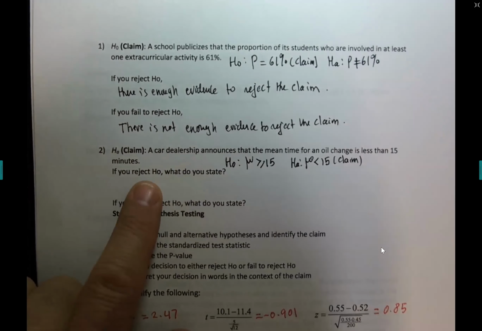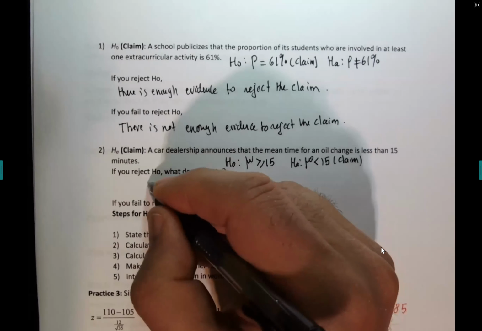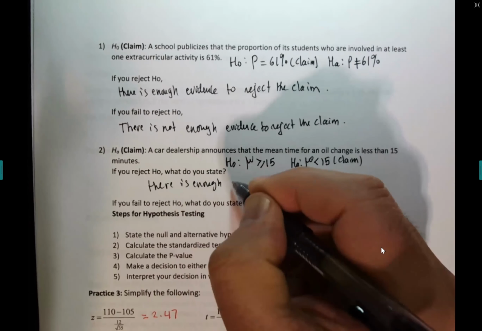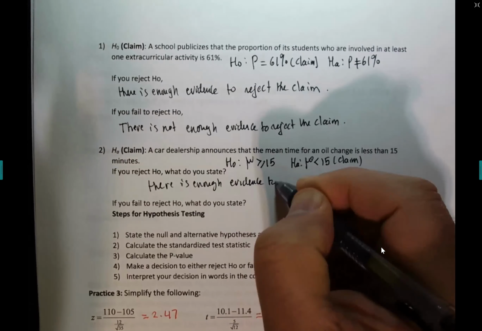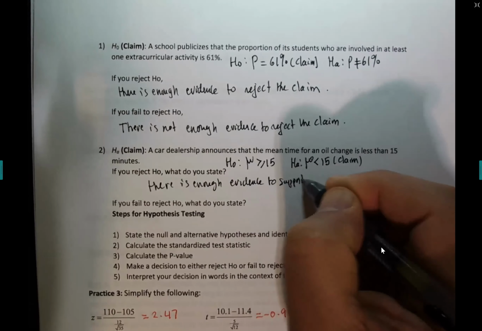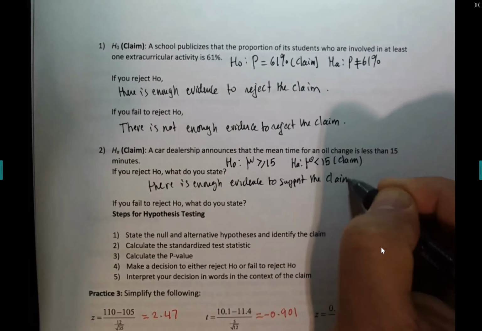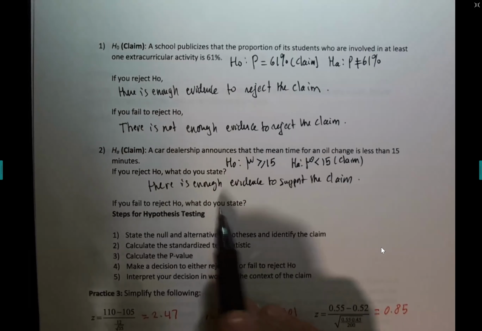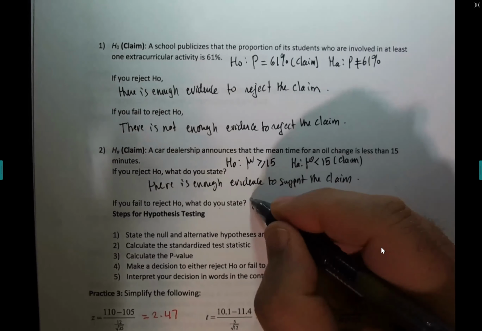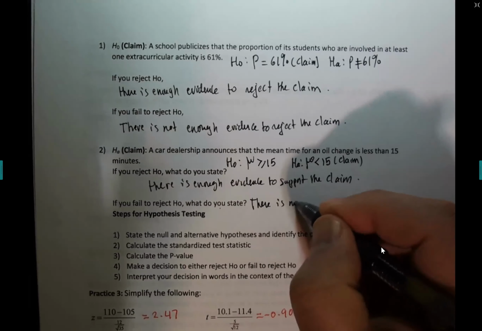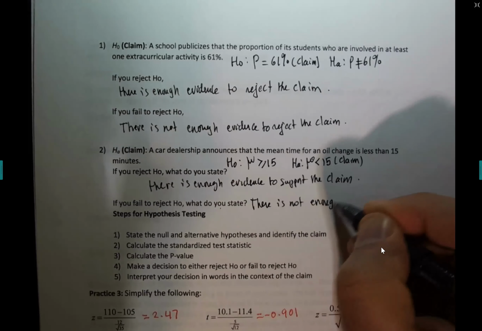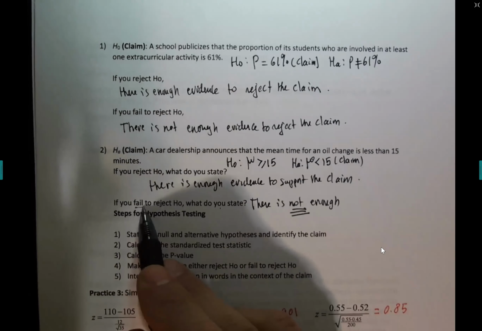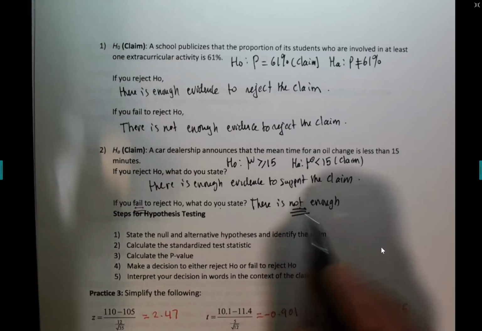If you reject H0, what do you say? You say there is enough evidence to support the claim. There are no other scenarios other than those 4, guys, that I'm listing right now. If you fail to reject H0, what do you say? There is not enough evidence to support the claim. And where did the not come from? From the fail. Fail means you start with not here.